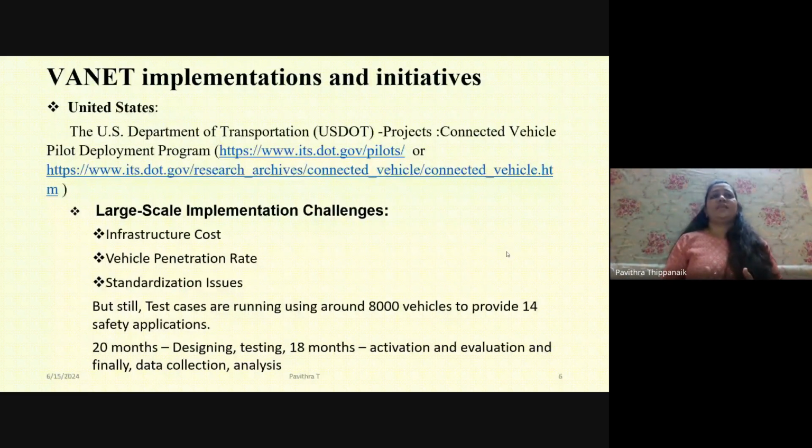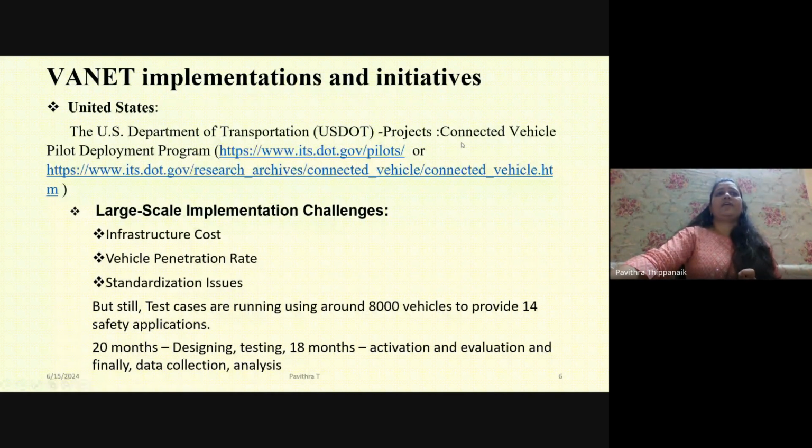Now let us see how VANET is implemented and what the status of this implementation is in various countries. So let us start with the United States. In the United States, there is a Department of Transportation, in short called US DOT. It has undertaken a project called the Connected Vehicle Pilot Deployment Program. These are the links that I have added to the slide. If anybody wants more information on this US DOT project, they can go through this particular link.